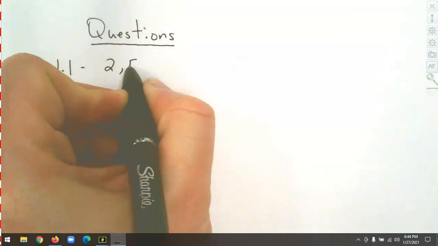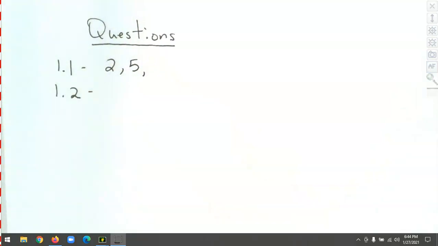with questions from your homework. We'll look at 1.1 first. So any questions out of 1.1 that you'd like me to go over with you? 2, 5. Okay, so 2 and 5. Okay, any others besides 2 and 5? Okay. What about then 1.2? 1.2 is the application, so we'll probably have more questions out of 1.2.